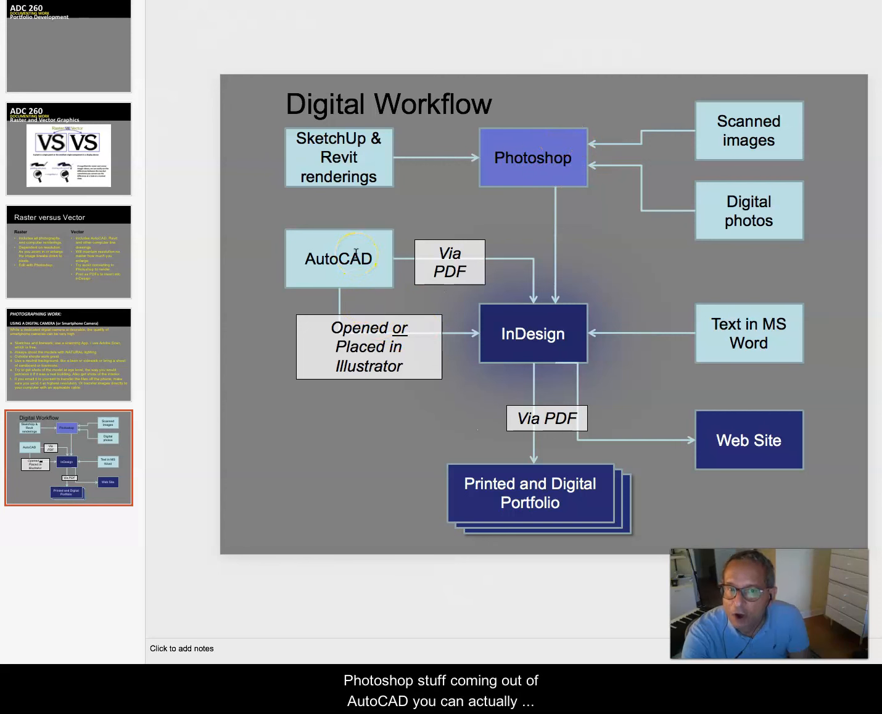Stuff coming out of AutoCAD, you can actually produce a PDF where you could open it in Illustrator, and ultimately the PDF allows you to bring it into InDesign. Also, you can bring in text, ideally that you edit in Microsoft Word. It's easier to work with editing text in Microsoft Word. You bring that and paste that into InDesign.